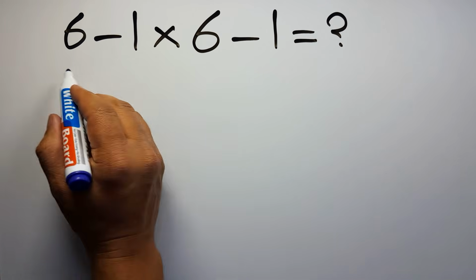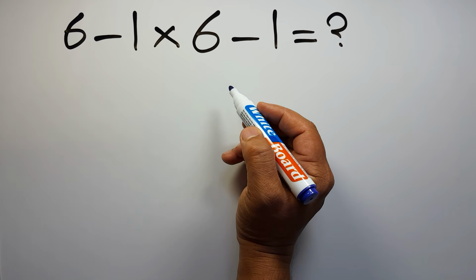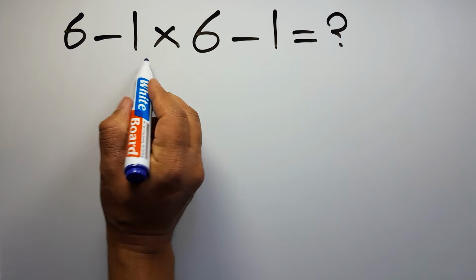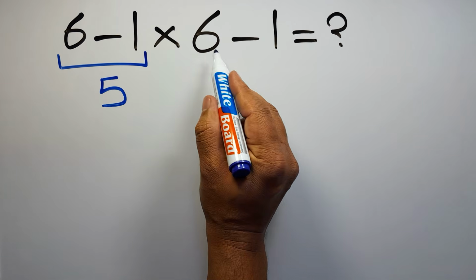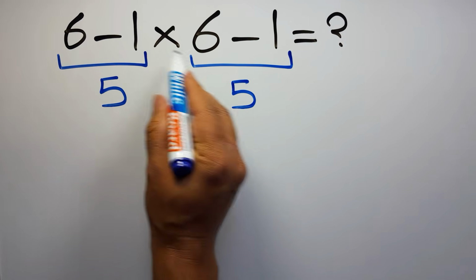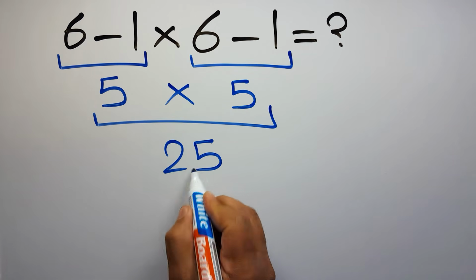In this video, we want to find the value of this expression: 6 minus 1 times 6 minus 1. Are you ready to solve? Let's go ahead and get started. 6 minus 1 gives us 5. And again, here we have 6 minus 1. So 5 times 5 equals 25.